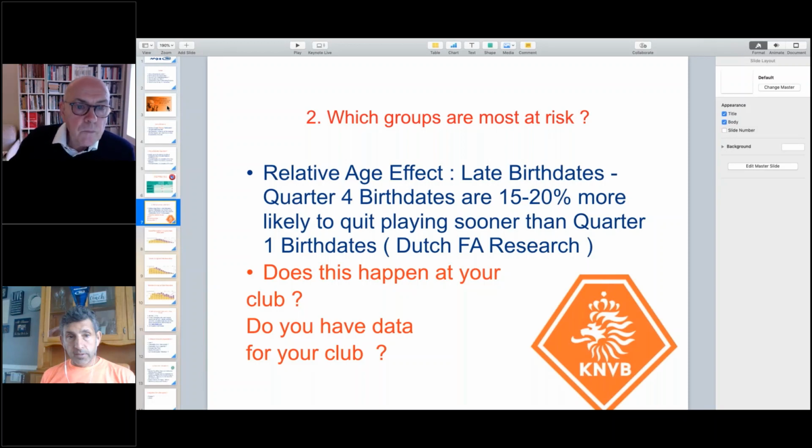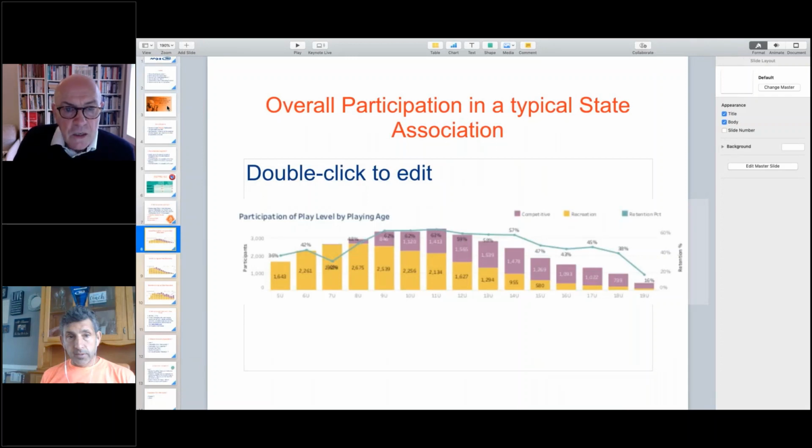That would be the group that's most at risk: late birthdays. So looking at this, it's a typical state association in the USA. You'll notice the curve of participation starts low, peaks, and then drops off. The competitive and the recreational aspects, and the recreational percentage, that's, you would say, well, typical.